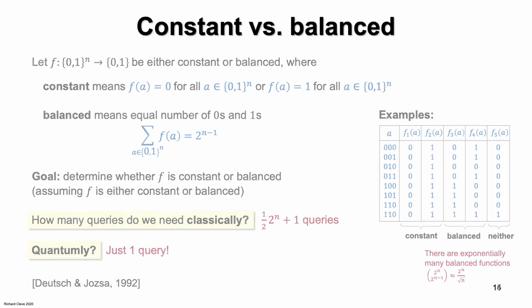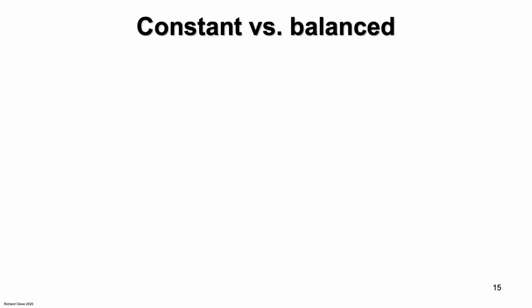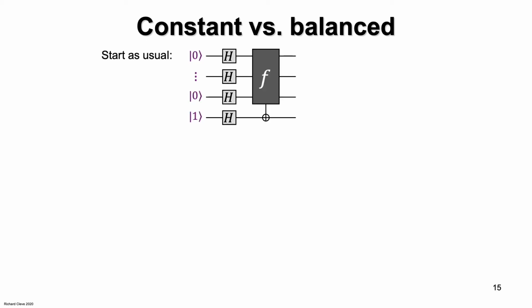Okay, let's see how to solve this problem with a quantum algorithm. We'll start as usual, setting the target qubit to the state ket minus, and setting the other qubits, those where the inputs to f go, into a uniform superposition of all n-qubit basis states. That's what applying a Hadamard to each of the n qubits in state ket 0 does.